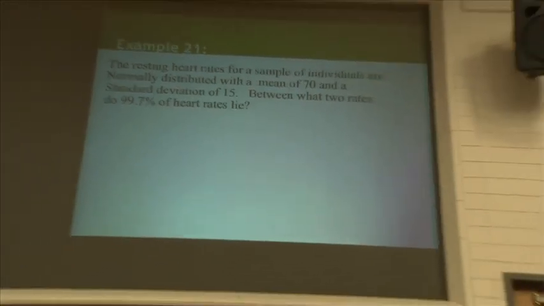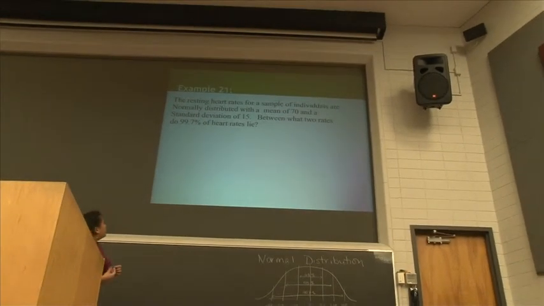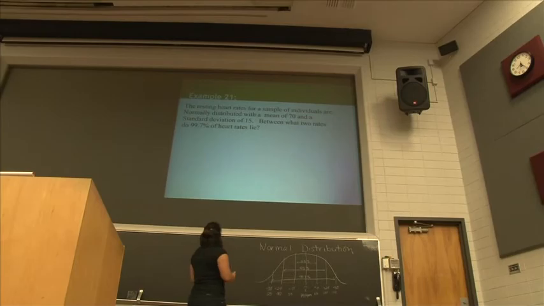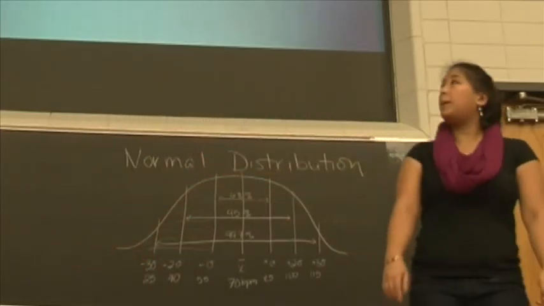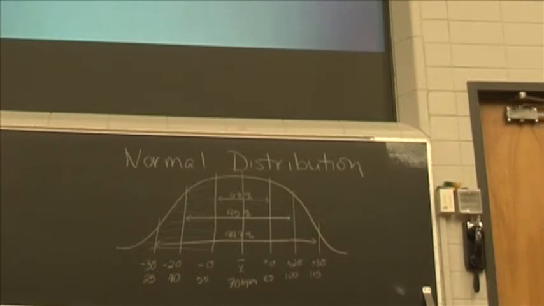Another one, same idea. Resting heart rates for a sample of individuals normally distributed. Keywords there, normally distributed, so you know you're working with this pretty picture. We have a mean of 70, so our number right down the middle is 70, and a standard deviation of 15. Between what two values do 99.7% of heart rates lie?